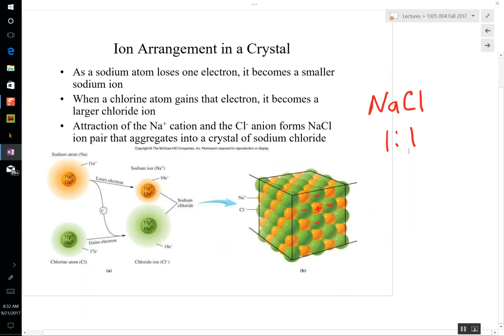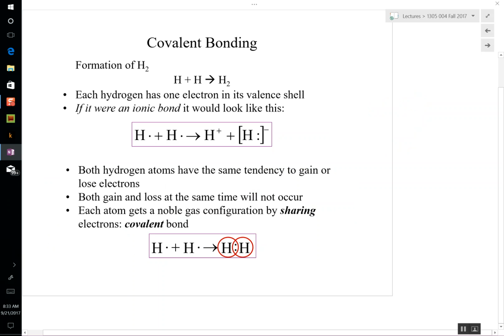All right, we'll get more complicated here in a minute, but this is simple because we got sodium losing 1 electron, chlorine gaining 1 electron, and so we get this sodium chloride 1-to-1 ratio. Now let's just contrast that with covalent bonding.